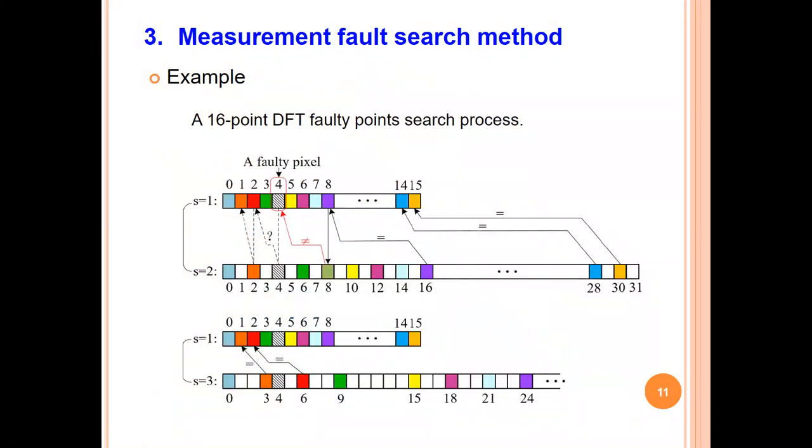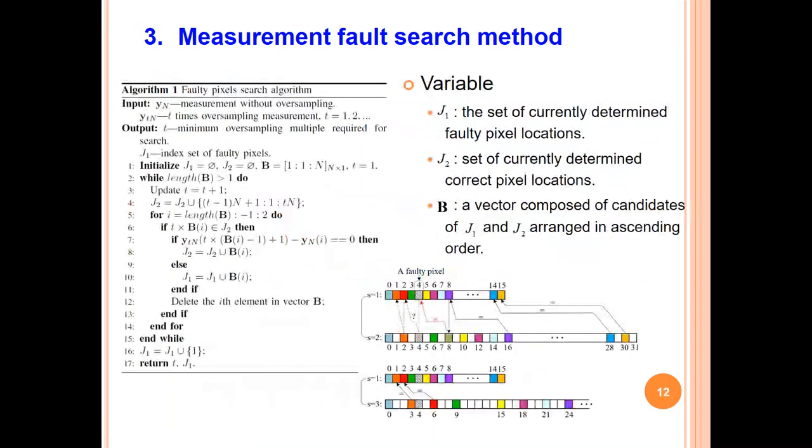This is a demonstration of a 16-point DFT 40 pixels search process, in which we assume there is a 40 pixel at position 4. We can see that doing two comparisons between three measurements of 1 time, 2 times, 3 times oversampling is enough to determine the 40 pixel. A detailed description of the search process is shown as an algorithm on the slide. We explained the important variable used in it.